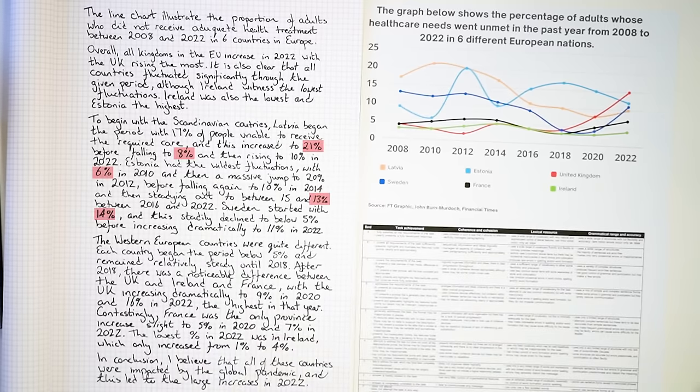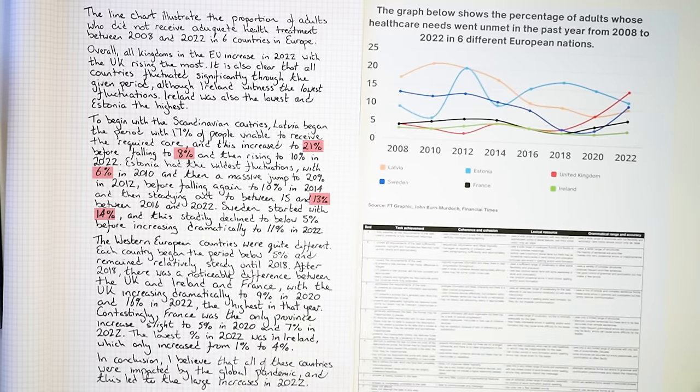The next thing you need to think about is arranging those ideas logically. So how are you going to do that? You need to look at the data and think, how can I group countries together in a way that makes sense? So what this student has done is they have grouped the countries into Scandinavian countries and Western European countries. So there's two problems with this.